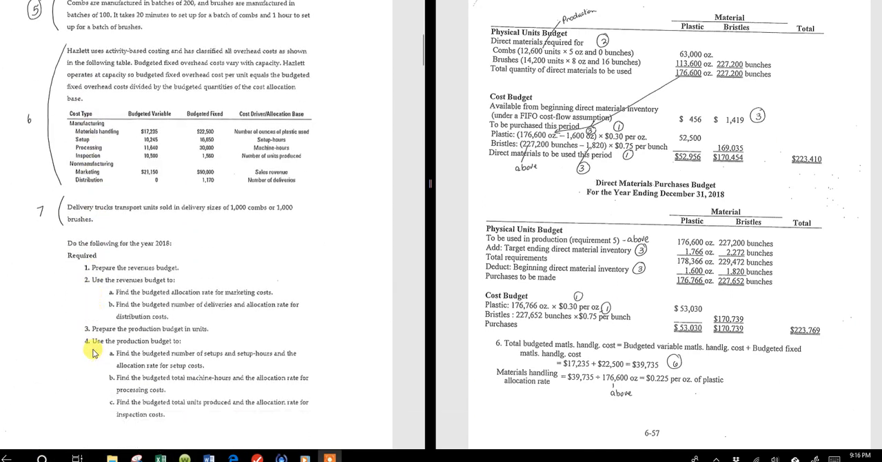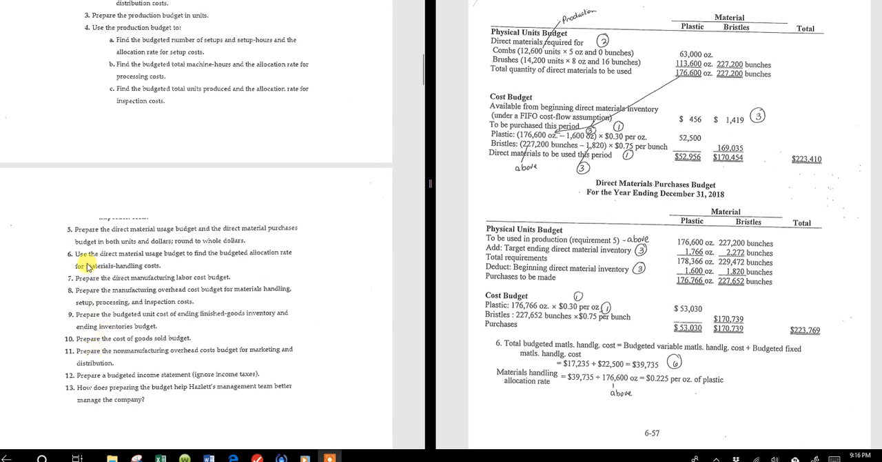Okay, next one, where am I at? That's the usage budget and purchases budget. Use the direct material usage budget to find the overhead allocation rate for materials handling costs.